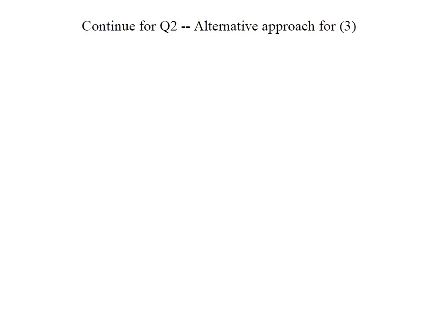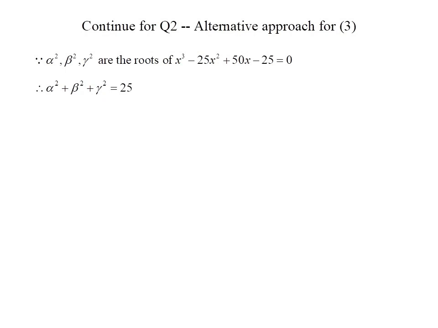Now, let's look at an alternative approach for question 3 of example 2. Since alpha squared, beta squared, and gamma squared are the roots of the polynomial x cubed minus 25x squared plus 50x minus 25 equals 0, and alpha, beta, and gamma are the roots of the cubic polynomial x cubed minus 5x squared plus 5, according to the relations between the polynomial roots and its coefficients, we know the sum of alpha squared, beta squared, and gamma squared equals 25.